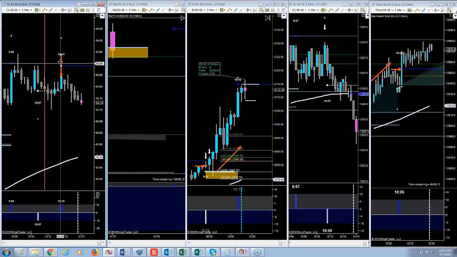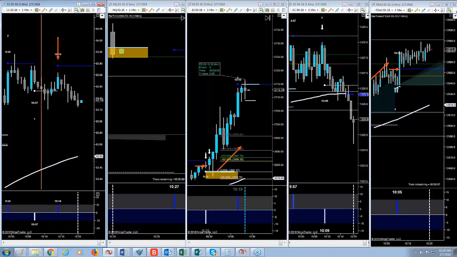Anybody take the 1014 short based off of the 1007 failure on CL? This is another pattern that I'm going to be teaching about in Las Vegas.